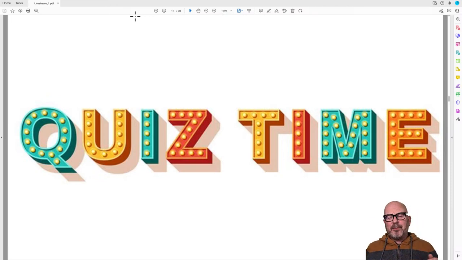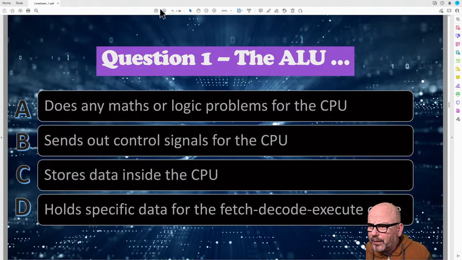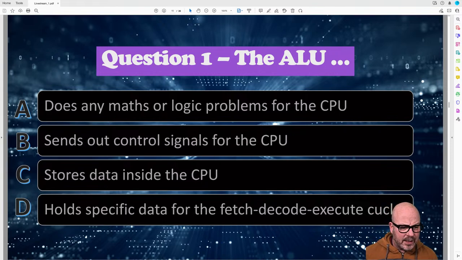Yes, you even get a quiz time jingle. Gave me a chance to have a little drink. Okay, fingers on buzzers, please. Is it A, B, C, or D? You tell me. Let's have a look and see what you think.